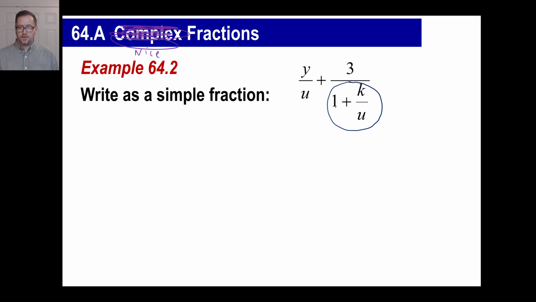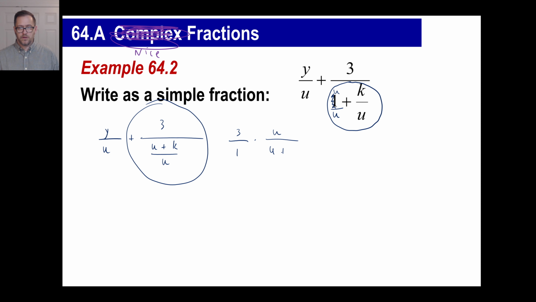Let's fix that first. Obviously, our new denominator will have to be u. So 1 with the u in the denominator is going to be u over u, right? So we have this. Now, y over u plus 3 over u plus k over u. All right, now let's divide our fraction, flip and multiply. So we end up with 3 over 1 times u over u plus k. Now I'm going to carry that down, y over u plus 3 times u over u plus k.